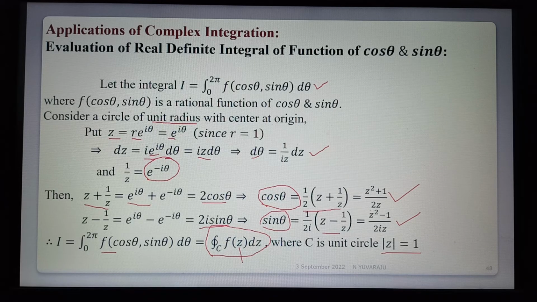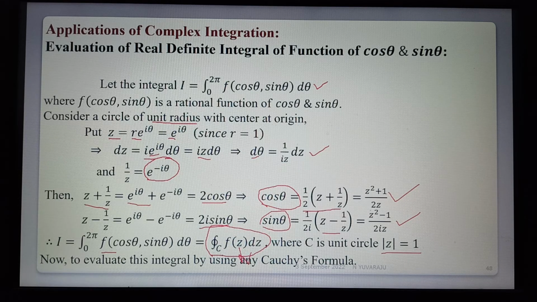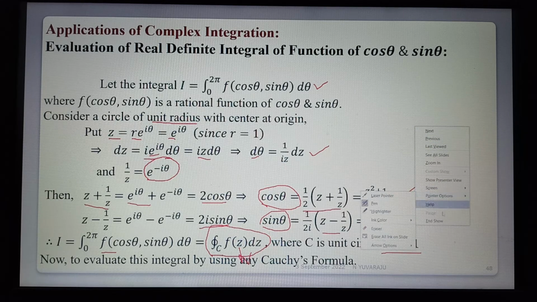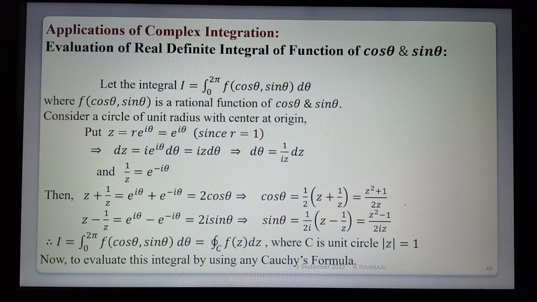Now finding this value by using any theorem, the previous theorem, Cauchy's theorem or Cauchy's integral formula or Cauchy's residue theorem. So we will use the Cauchy's residue theorem, an easy procedure. That is now to evaluate this integral by using any Cauchy's formula. This is the procedure of the evaluation of real definite integral of function of cos theta and sin theta. Okay, we will see the example.